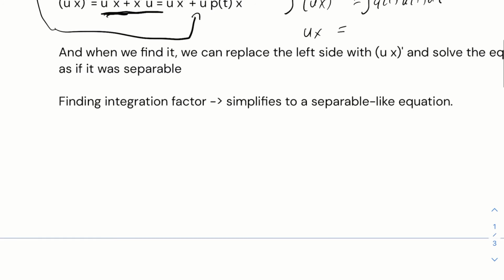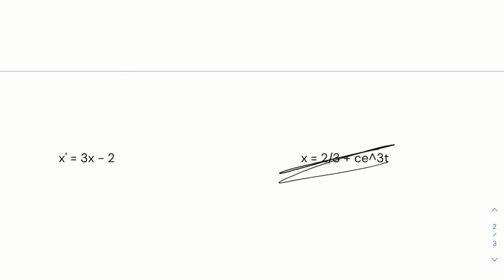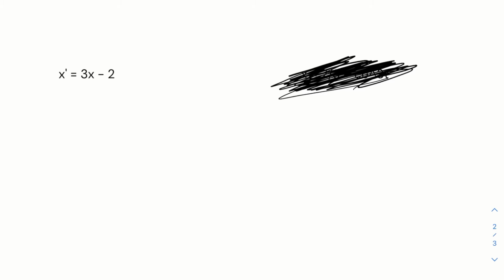I've got a few examples here. Okay, x prime equals 3x minus 2, the example that we had. We're going to find a mu here. Actually, first off, we should put this into the form that I said before: x prime plus p of t x equals some q of t. So we just shift the 3x over there. So x prime minus 3x equals negative 2. Okay, and now it's time to do the integrating factor.